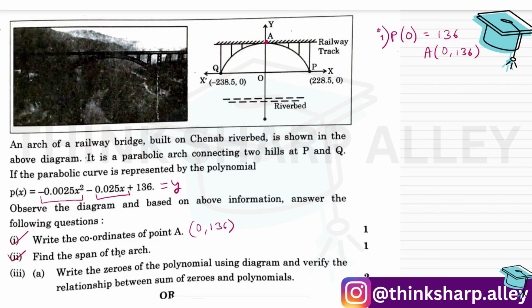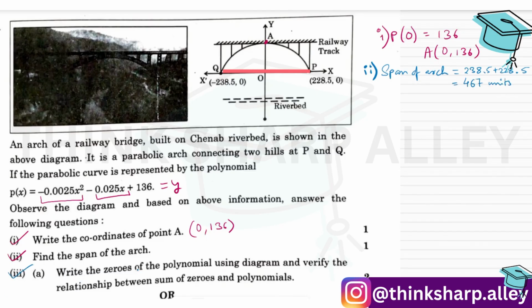Next part asks us to find the span of the arch. Now what do we mean by the span? Span of the arch means the horizontal distance between its two supports, like the width of the opening. That means the horizontal distance between P and Q. So from O to Q it's 238.5 and from O to P it's 228.5. So the span of the arch is equal to the sum of these two numbers, just the positive values, because we are finding the horizontal distance between the two supporting points P and Q, which is equal to 467 units.